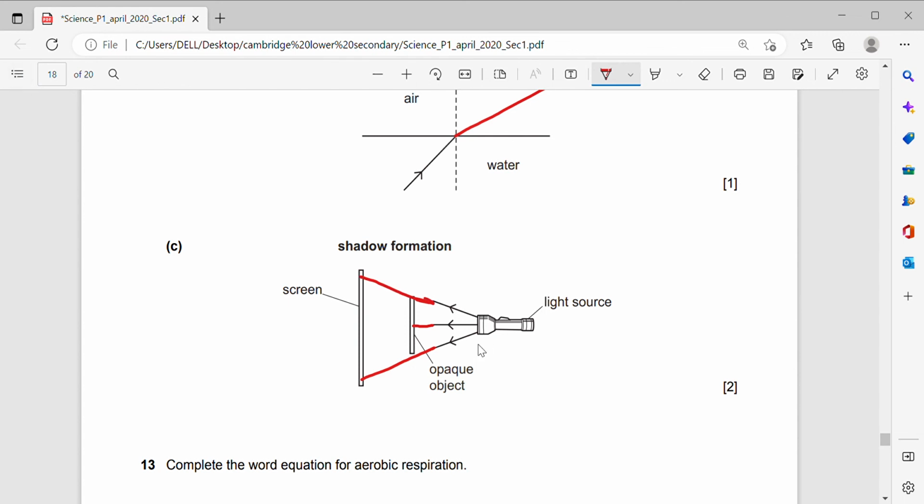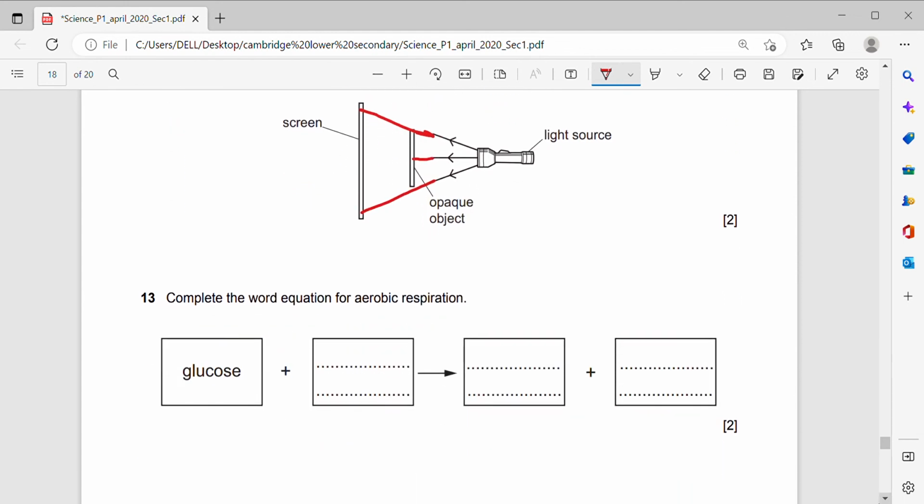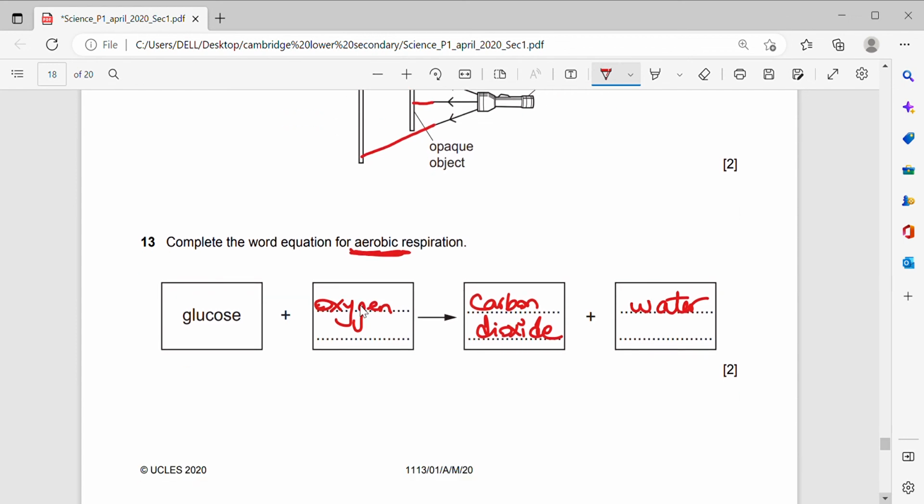Okay, so complete the word equation for aerobic respiration. Aerobic means I have what? I have oxygen. Glucose plus oxygen gives me what? It gives carbon dioxide, the CO2, and water. This is the aerobic respiration word equation.